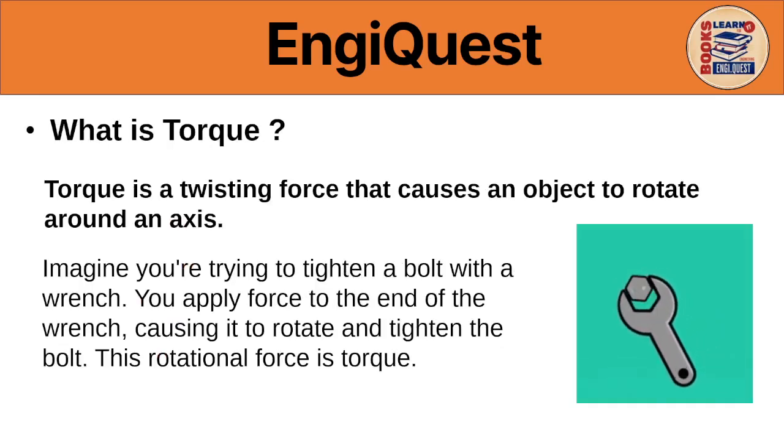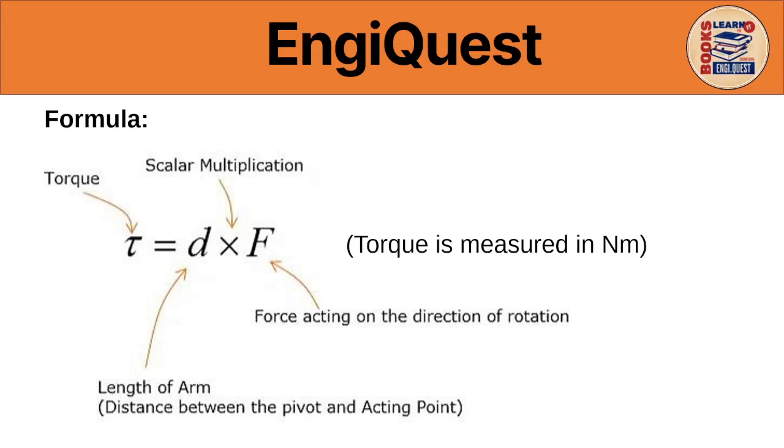What is torque? Torque is a twisting force that causes an object to rotate around an axis. Imagine you're trying to tighten a bolt with a wrench. You apply force to the end of the wrench, causing it to rotate and tighten the bolt. This rotational force is torque. Torque is product of force acting on direction of rotation and perpendicular distance between pivot and force acting point.